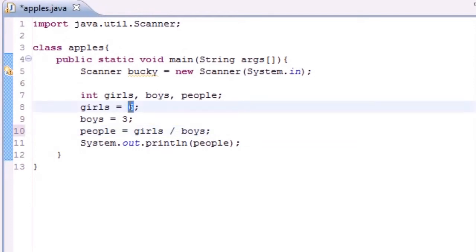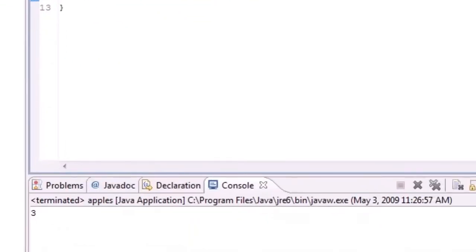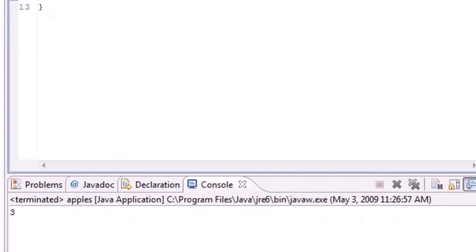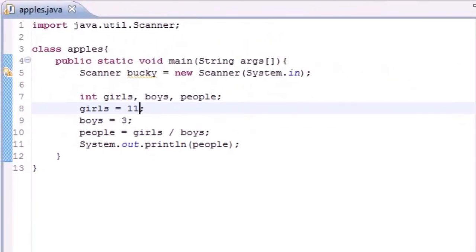But let me show you guys something where you divide it unevenly. Say you want to divide 11 by 3. Let's see what our result is. 3. Well, we all know that 11 divided by 3 doesn't equal 3. What it equals is 3 point something. 9 divided by 3 actually equals 3. So what exactly is going on here?